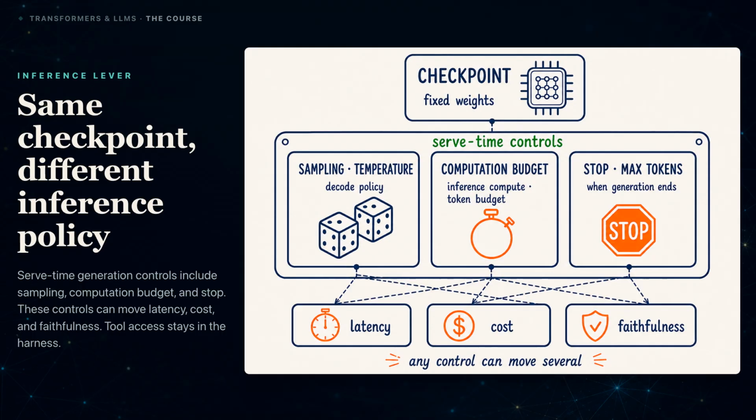Tool access is separate because it belongs to the harness and the knowledge and tools layer, not to this inference example. Before replacing a checkpoint, use the stack map to ask whether the behavior came from its weights or from the settings used to serve it.